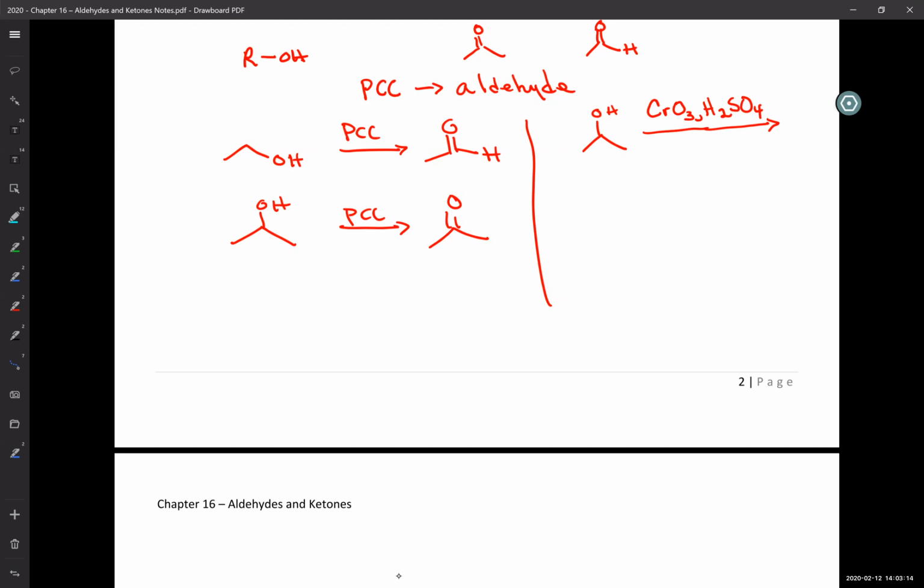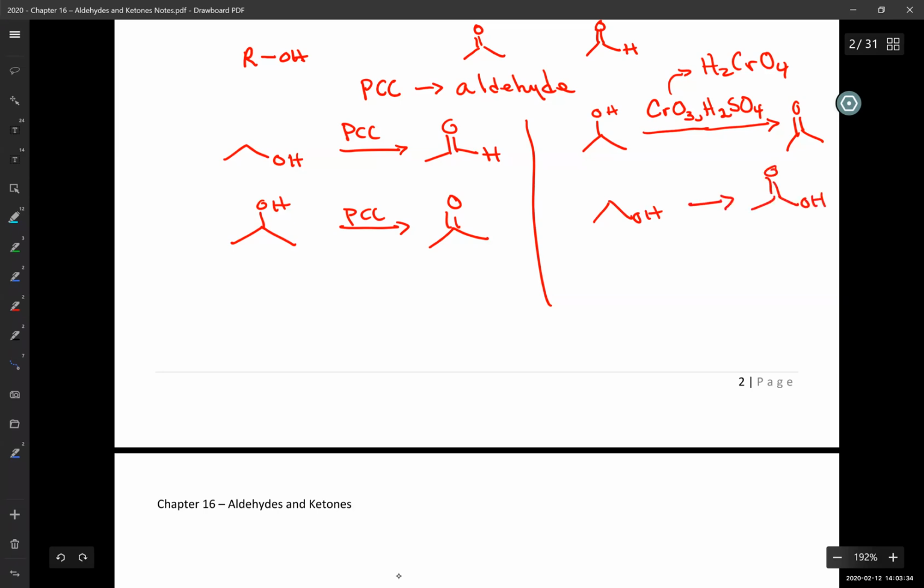Okay. So this converts to H2CrO4. So that's the chromic acid oxidation. And this will produce a ketone. But the problem with chromic acid is if you do it with this, it'll convert it into a carboxylic acid. So it'll just oxidize it all the way. That's, other than carbon dioxide, the furthest you can oxidize it and still have it be on the carbon chain.